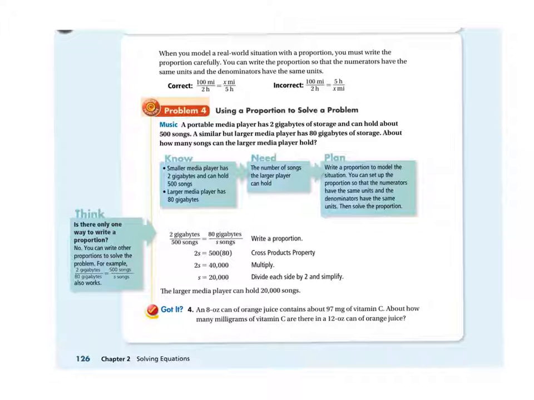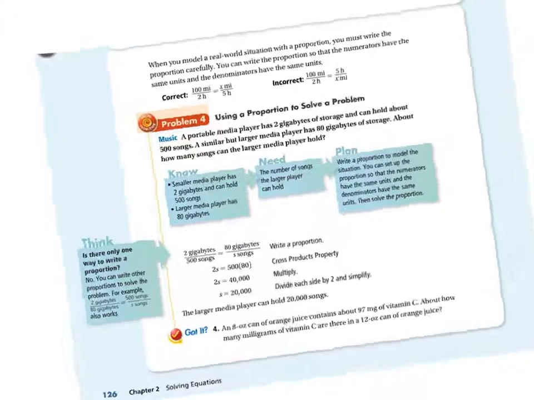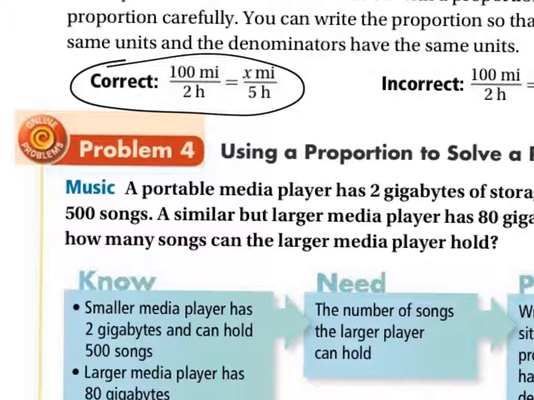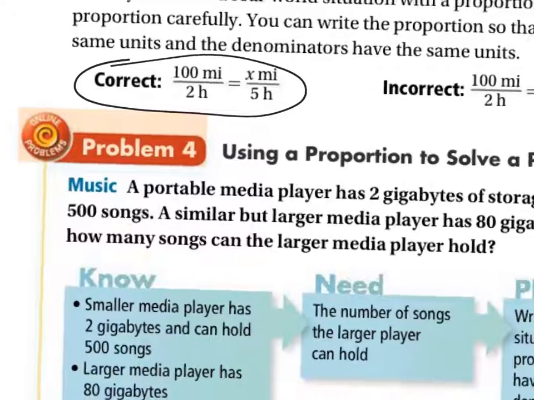So the next part talks about real world situations and how we want to write our proportions so they have the same units. So for example, I'm just going to talk about the correct one here. 100 miles over 2 hours equals X miles over 5 hours. Notice the miles are on top on both of them, hours are on the bottom on both of them. We have to be consistent.